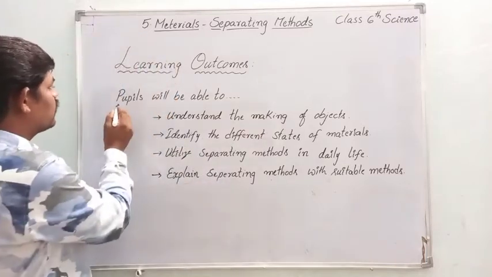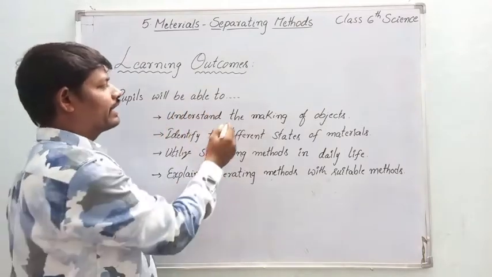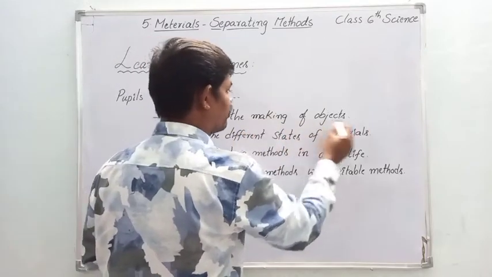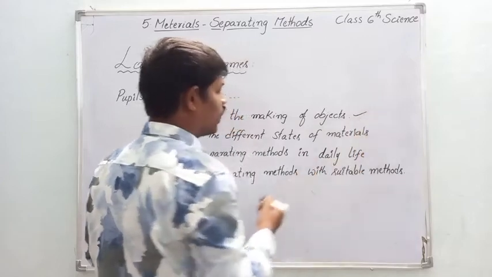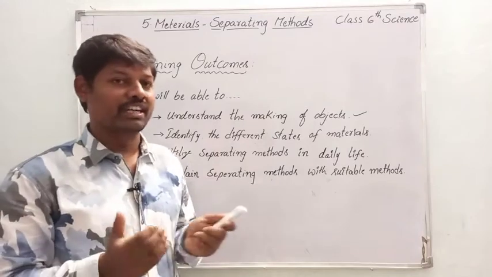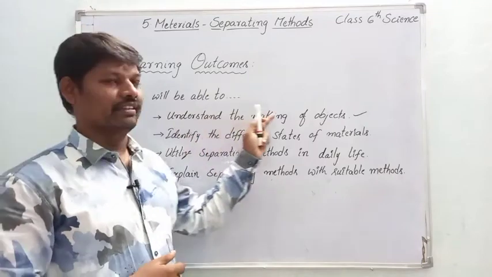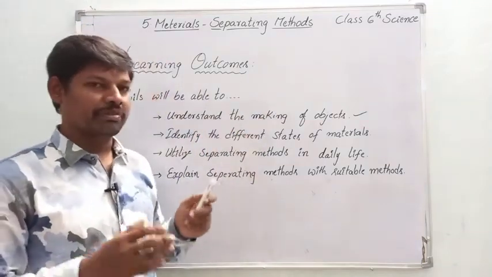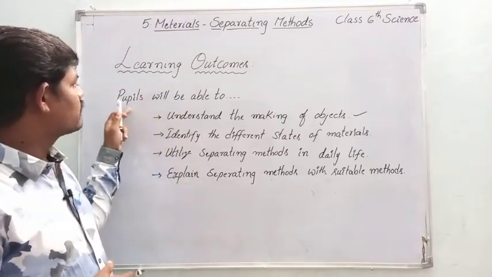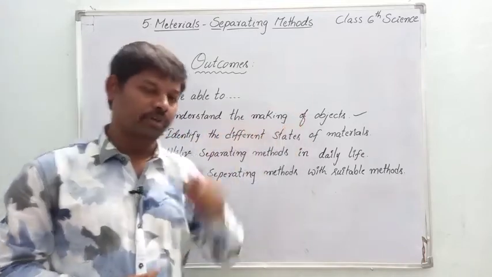You will be able to understand the making of objects. How to make objects? We know that different objects are there. How are objects made? You will understand in this lesson. Different objects are made in different methods, and different materials are also used. So after completing this lesson, you will be able to understand the making of objects.